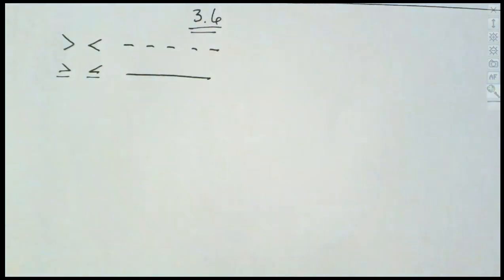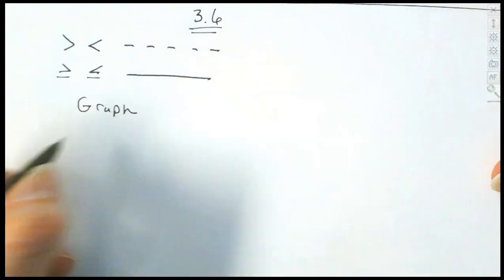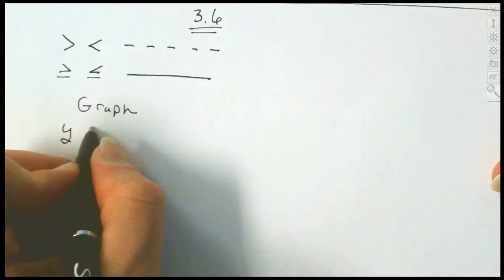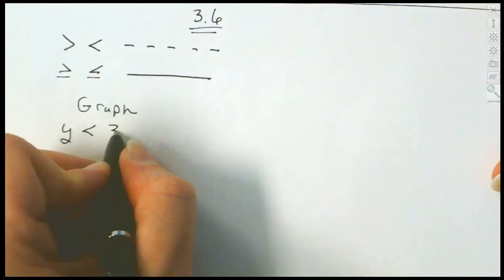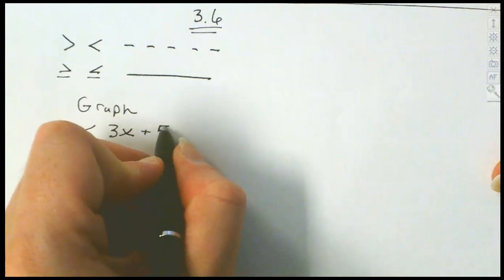Now we are going to have to shade, and so how we shade is we pick a point and we check that point, and that's going to tell us which half of the graph to shade on. It's actually very easy. So let's start with this one, and let's try to graph this inequality here. How about we have y is less than 3x plus 5.